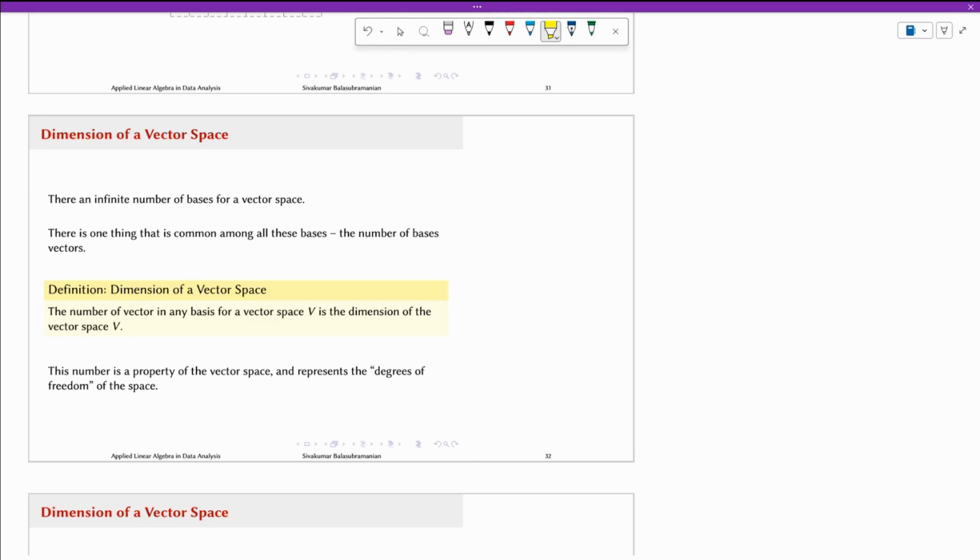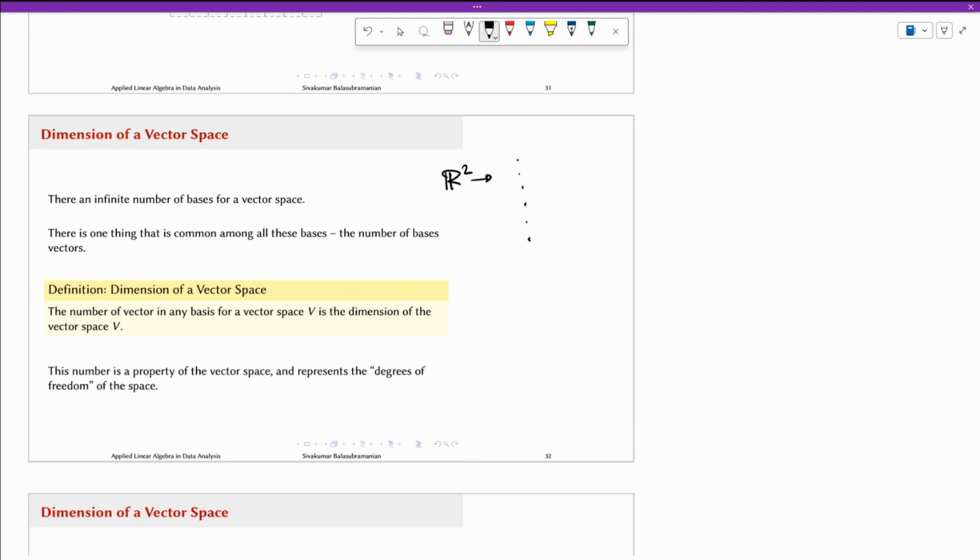Okay? It turns out that if you have R2, there are an infinite number of basis sets I can list. Turns out for R2, all these basis sets will only have 2 elements. All of them will be linearly independent.